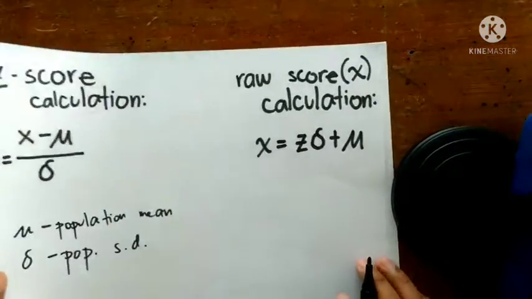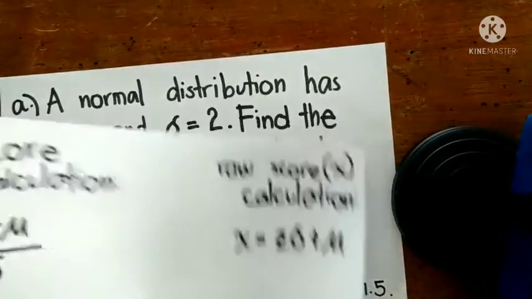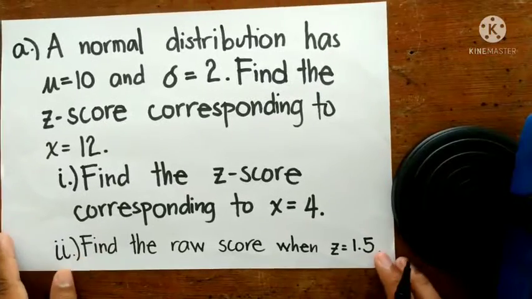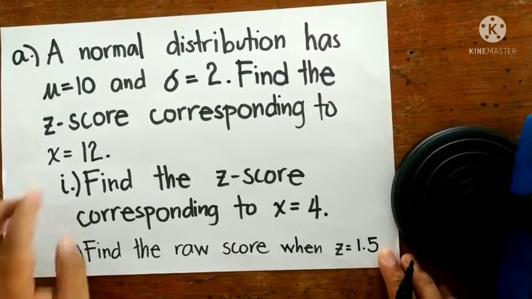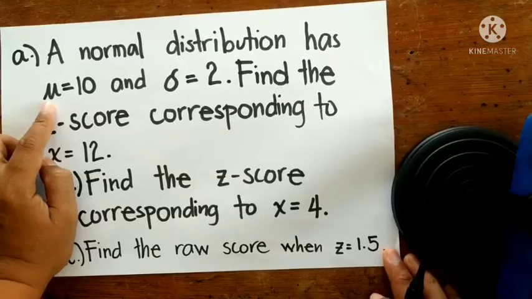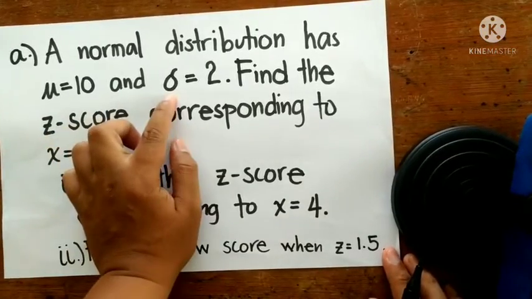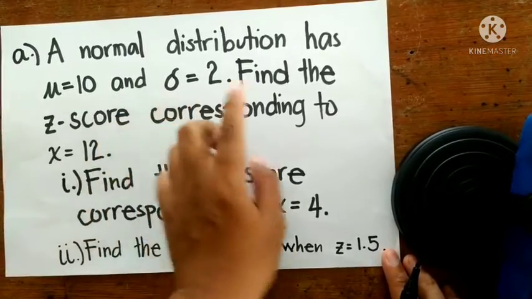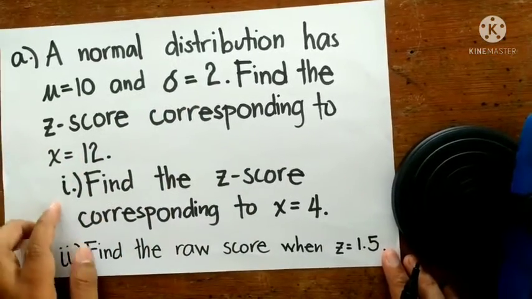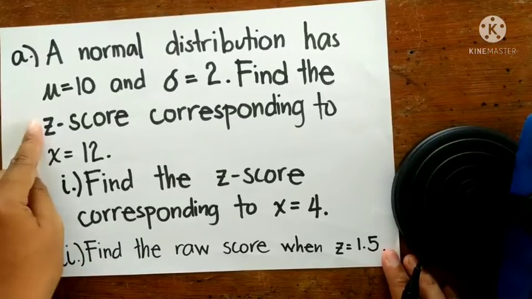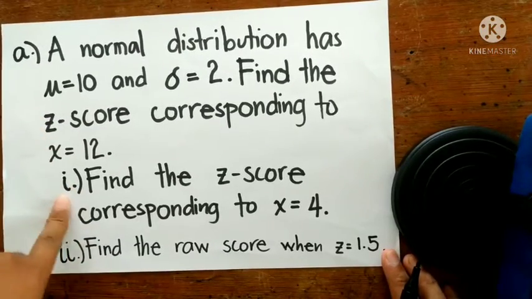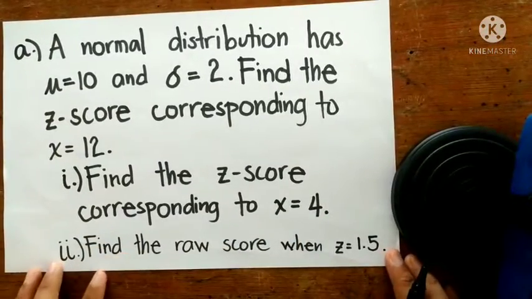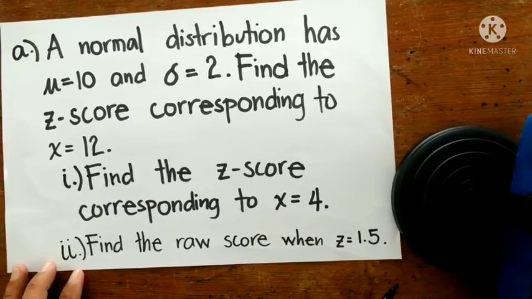Let's go to our example problem. A normal distribution has a mu of 10, which is the population mean, and a standard deviation of 2, which is the population standard deviation. Now, find the z-score corresponding to x equals 12. That is our first question. Second, find the z-score corresponding to x equals 4. And then find the raw score when z is equal to 1.5.